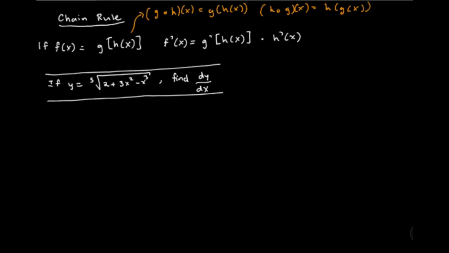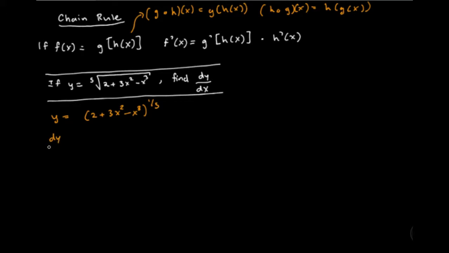So let's say that we have y equal to the fifth root of 2 + 3x^2 - x^3. We want to find dy/dx, right? So in this case, we can rewrite y, and I'm just going to use exponents for this. You can write this as (2 + 3x^2 - x^3) to the power 1/5, right? Because we know that if we have a fractional power, this actually creates a root.